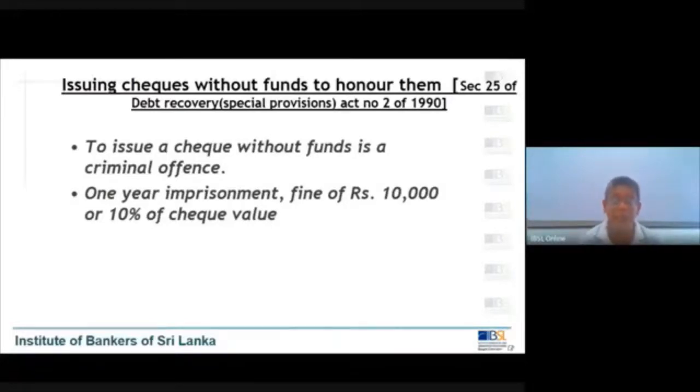That means it gives validity to your check. Now, if a person issues a check without having money in the account, it's a criminal offense. What do you mean by criminal?